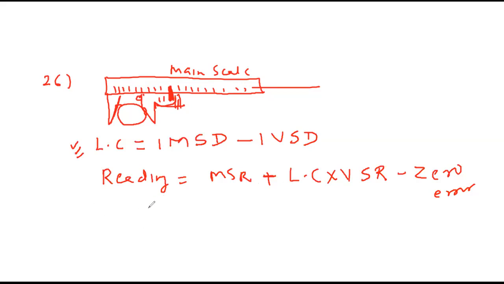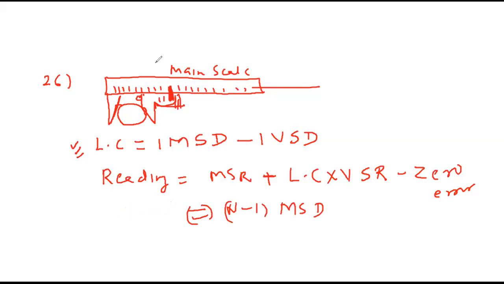In a vernier calipers, N divisions of vernier scale coincide with N minus 1 divisions of main scale, in which one division represents 1 mm. Find the least count, the vernier constant. Vernier constant is the least count of vernier caliper. So as per the question, very simple one.